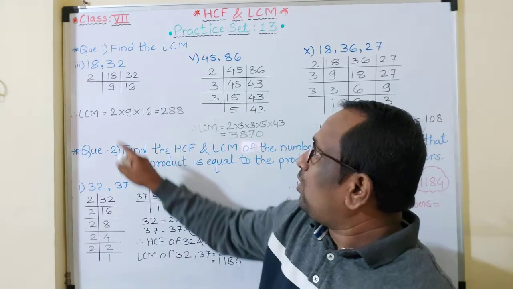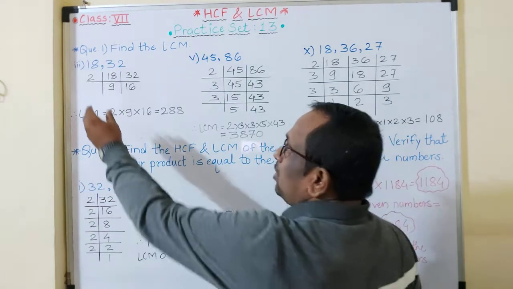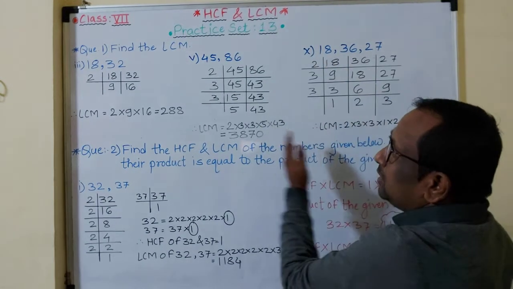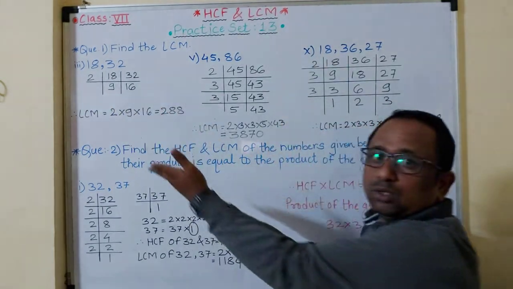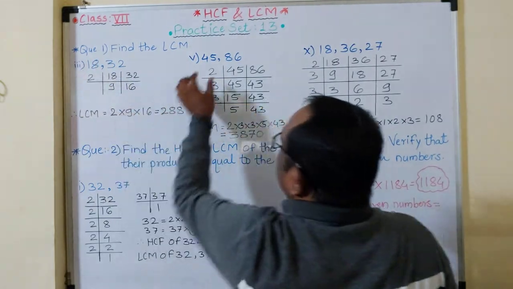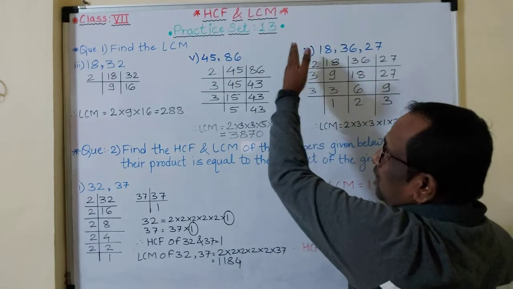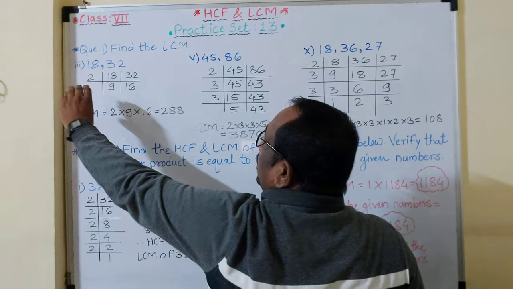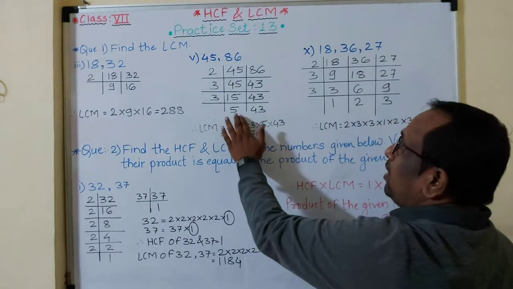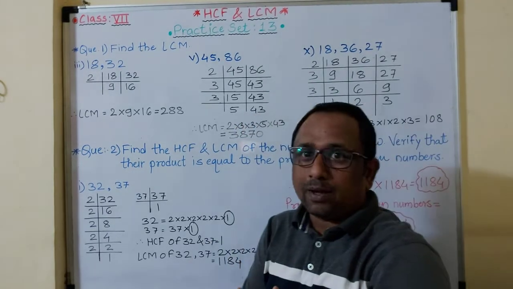Now we have to find the LCM. When we are finding the LCM, we have to take the numbers in the column and the last row also. Sorry, this is the column, this is the row. So the column here has 2, and the row has 9 and 16. We have to take the numbers in the column and the last row also, and multiply all of them.